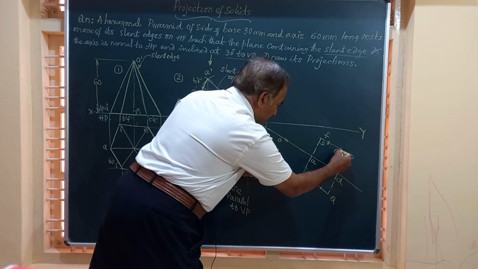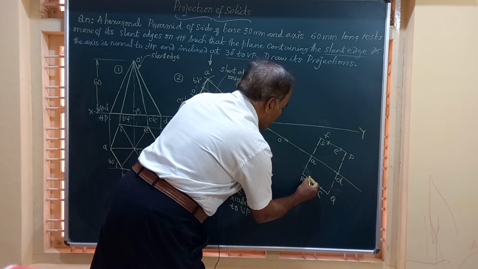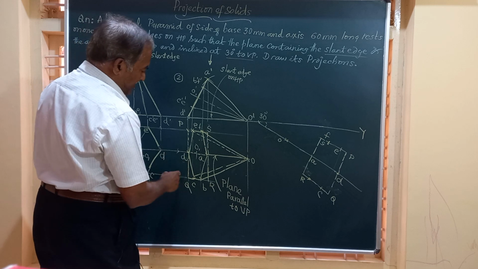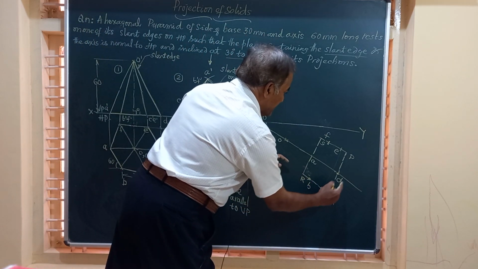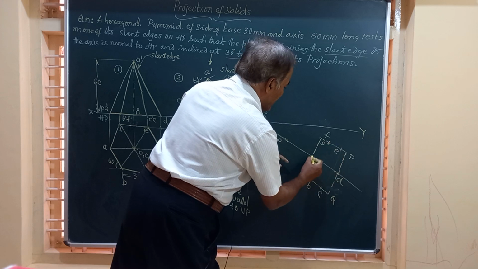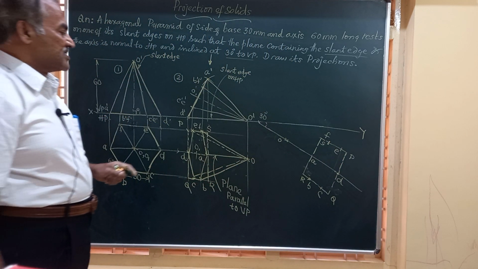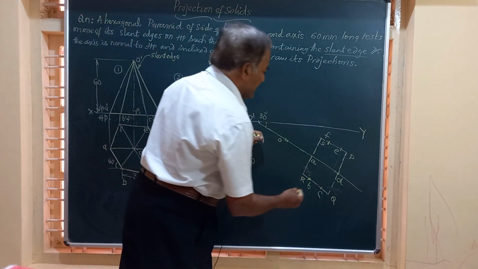If you extend this line also, you will get it. This is C and this point is going to be point B. A, B, C, D, E, F. Friends, you have got all the 6 corners of the base located. Let us join them by straight lines.